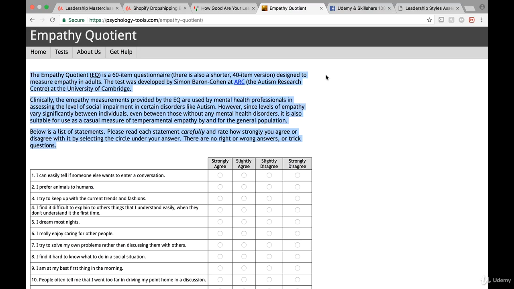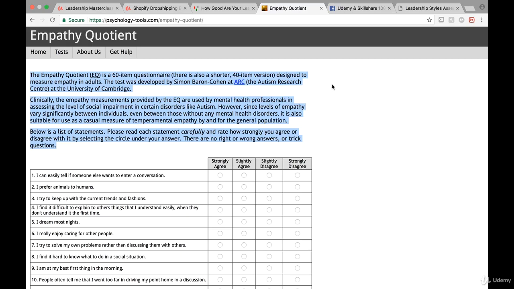However, since levels of empathy vary significantly between individuals, even those without any mental disorders, it is also suitable for use as a casual measure of temperamental empathy by or for the general population. Below is a list of statements. Please read each statement carefully and rate how strongly you agree or disagree with it by selecting the circle under your answer. There are no right and no wrong answers, or just simply tick the questions.